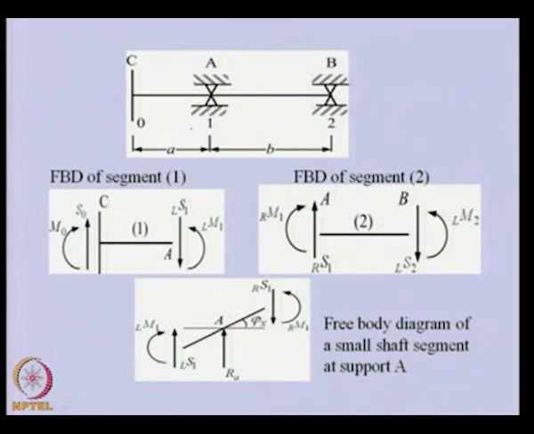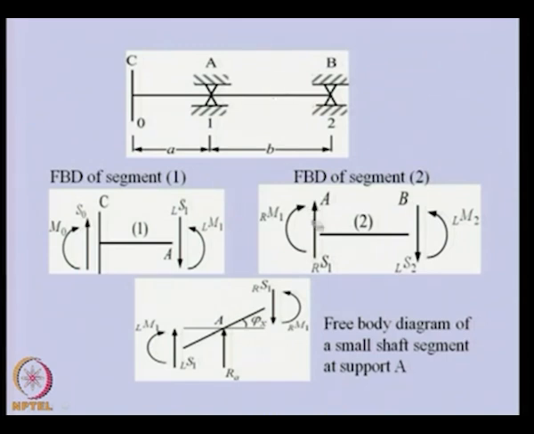In this free body diagram, I am attaching the shear force and bending moment at this end. Also, at this end, shear force and bending moment corresponding to node 1, which is basically left of the support 1. So, we are attaching L to represent that this is from the left of the support. Now, this is the shaft segment which is just right side of the support up to this point. So, this is the free body diagram for the second shaft segment.